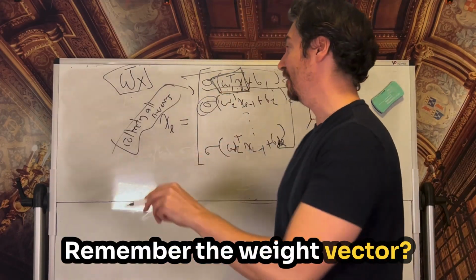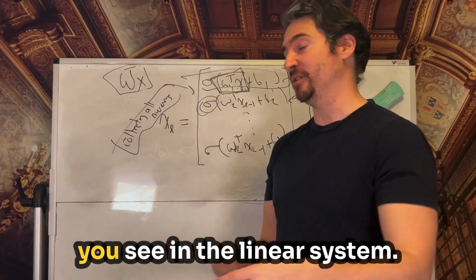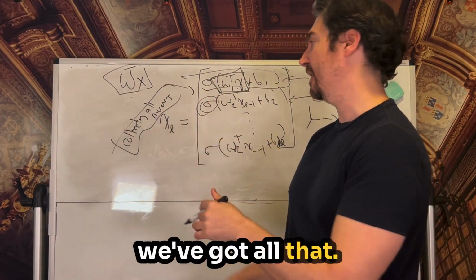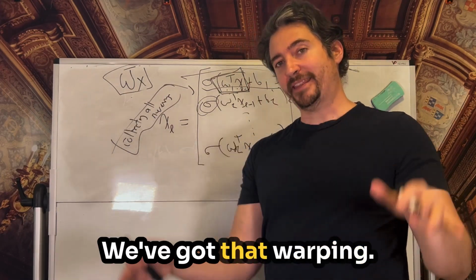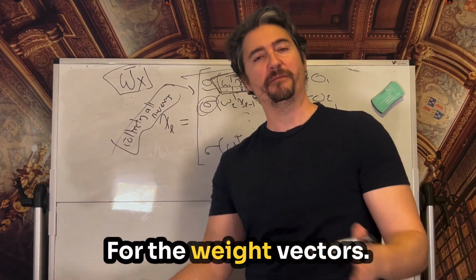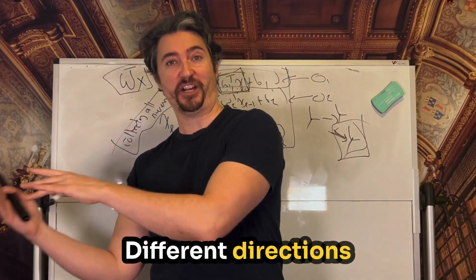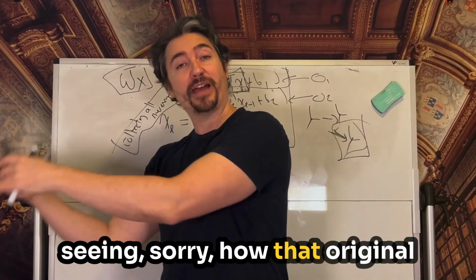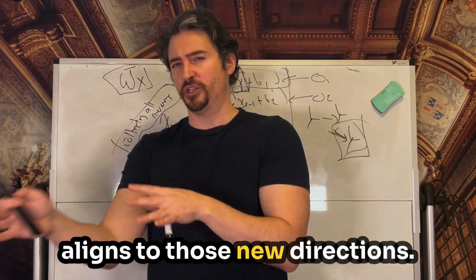Remember the weight vector, we'll go back to that kind of learning algorithm at the end of this, which is pretty much the same as what you see in the linear system. Because we've already got all the new stuff, right? We've got the nonlinearity, we've got vector representation instead of just scalars. We've got that warping. But when the learning happens, you keep learning new weights for the weight vectors. And so what you're learning is different directions for the representation. And then you keep seeing how well that original data aligns to those new directions.